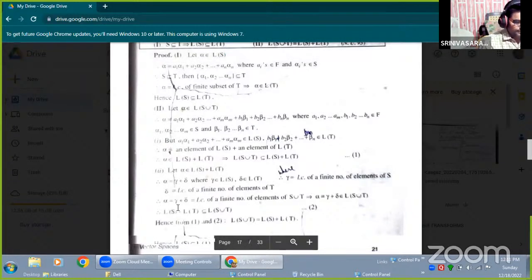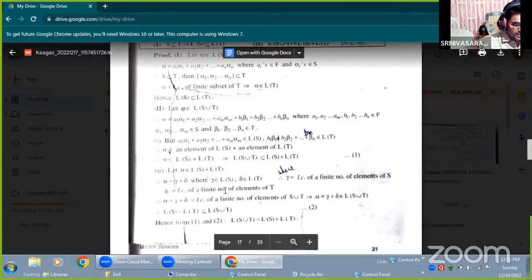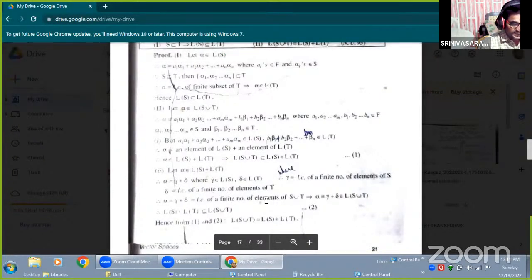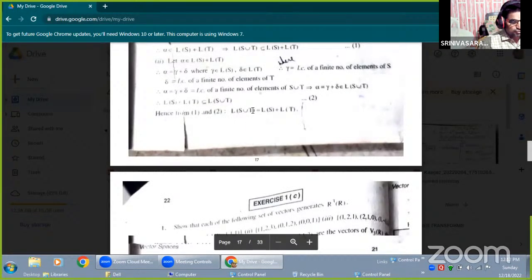In a simple manner, now alpha equals gamma plus delta. This is a linear combination of a finite number of elements of S union T, because those elements are combining S and T. So that's why alpha equals gamma plus delta belongs to L of S union T. So L of S plus L of T is contained in or equal to L of S union T. This is A contained in B, and B contained in A. Here A equals B.